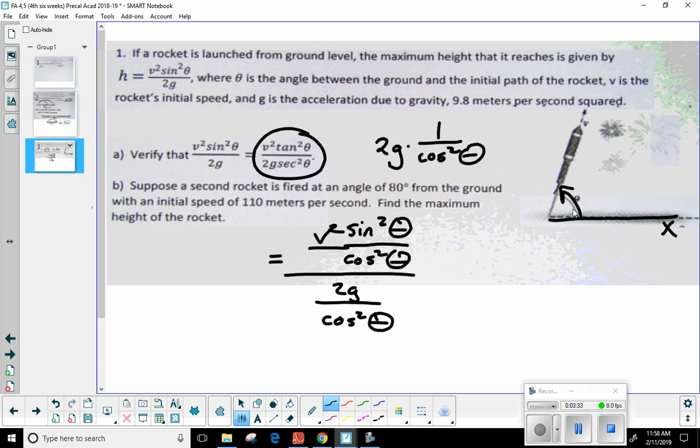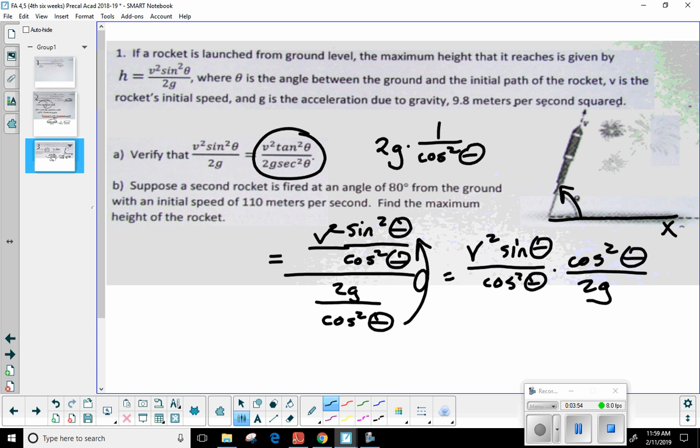Okay, so now I've got one fraction divided by another. And how do we simplify these? The reciprocal, that's right. We multiply by the reciprocal of the denominator. So up top, we're going to have v squared sine squared theta over cosine squared of theta times, now we're going to go ahead and flip this bottom fraction, cosine squared of theta over 2g, and what happens? Cosines are going to cancel. Yes. All right. And what we are left with is v squared sine squared of theta over 2g, which is exactly what we wanted to show.